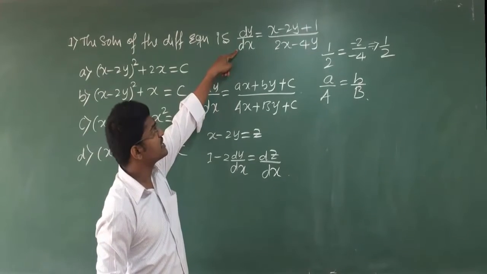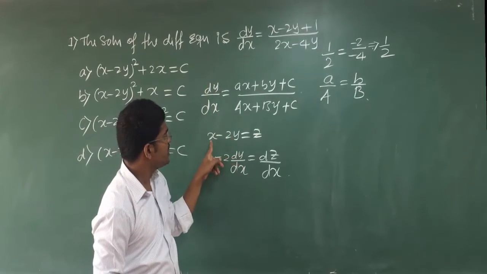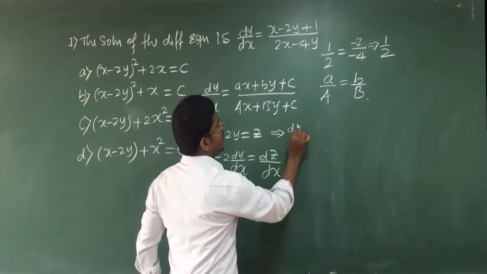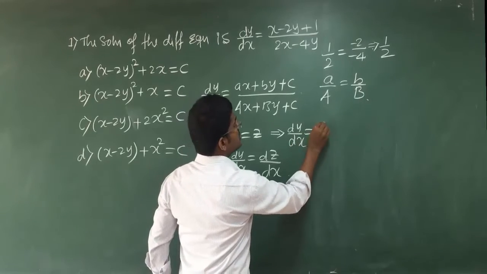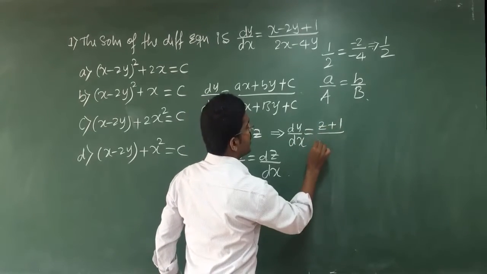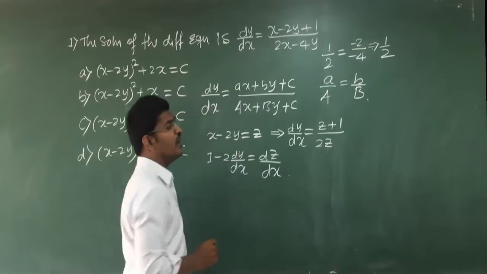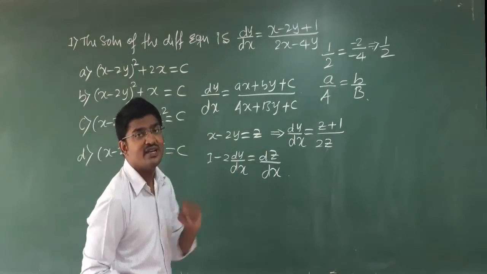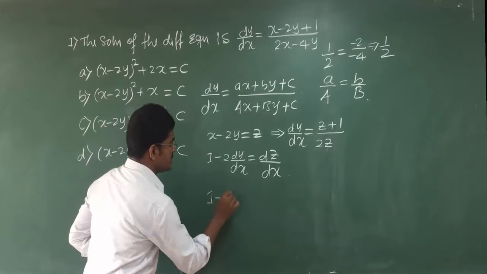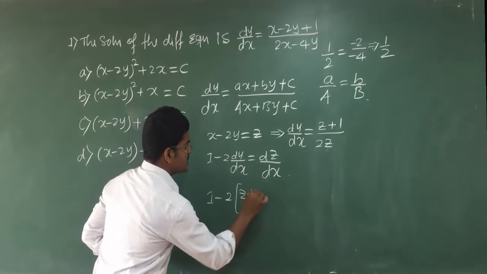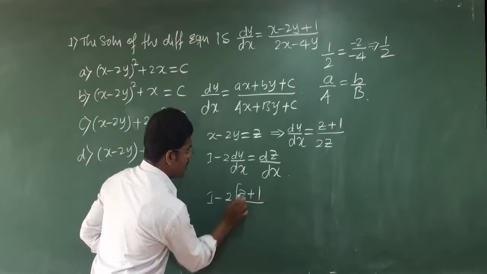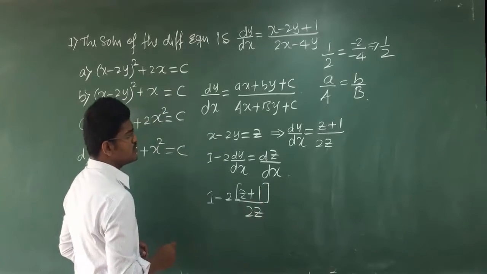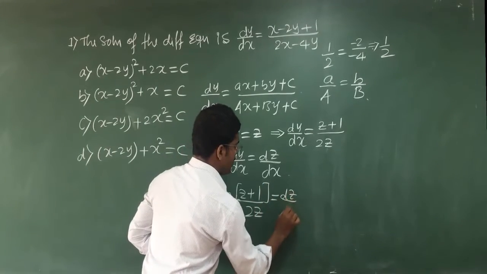See, dy by dx. In dy by dx, what you are doing? You are substituting x minus 2y is equal to z. So it will be implying what? dy by dx is equal to (z plus 1) divided by 2z you are going to have. So in the place of dy by dx, I will write that. So that is 1 minus 2 times (z plus 1) divided by 2z equal to dz by dx.